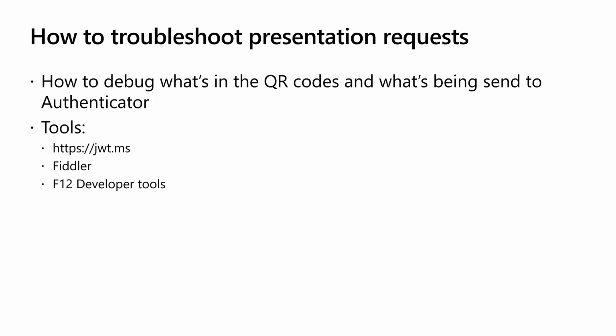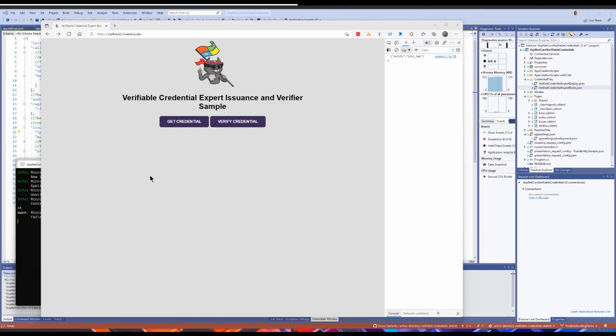In this part, I'm going to help you troubleshoot some of the communication between your Authenticator wallet and the Verifiable Credential service. I'm going to use the Edge F12 developer tools. We're going to use jot.ms, and we use Fiddler to capture some of the traffic sent between the server and Authenticator as well. Okay, let's get started.